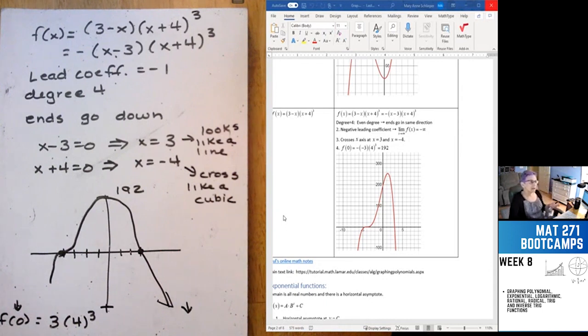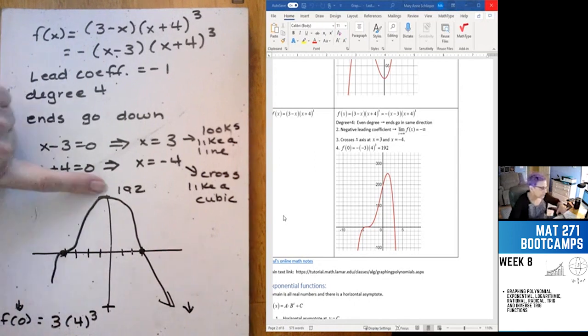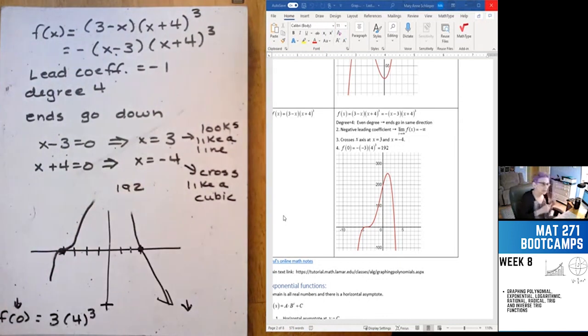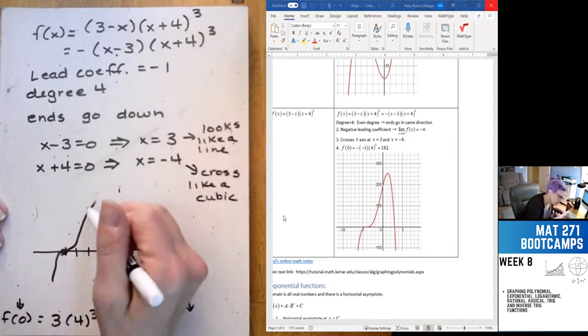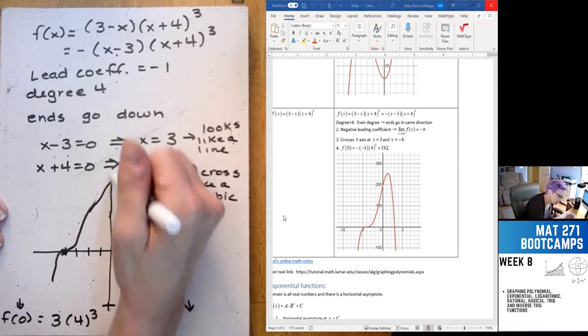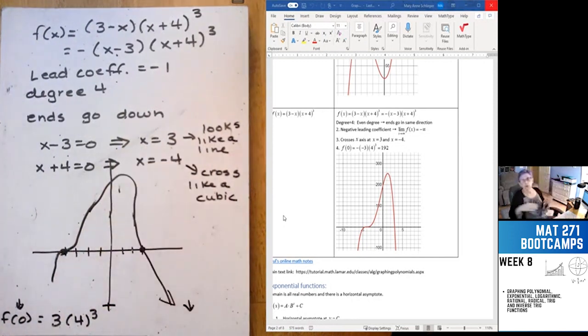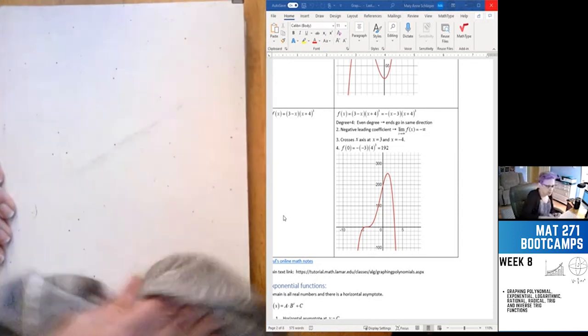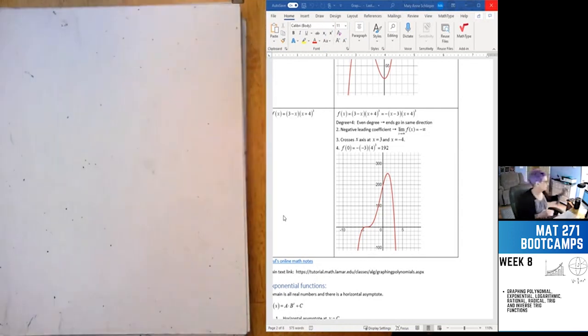Yeah, I plugged in the 0 to get the 192. That's where it crosses the axis. But the max isn't actually at 192. It's somewhere to the right of it. But using pre-calculus skills, we had no way of knowing that. So right now we're just graphing things as if we don't know calculus. And then you're going to get to make better graphs next week. Okay.